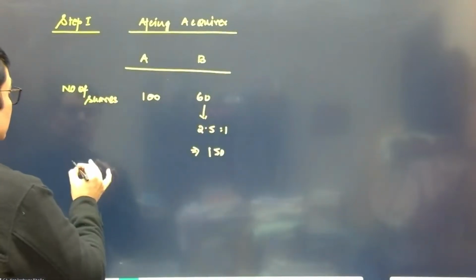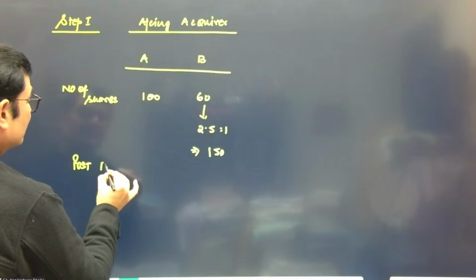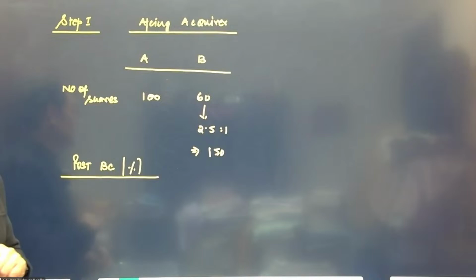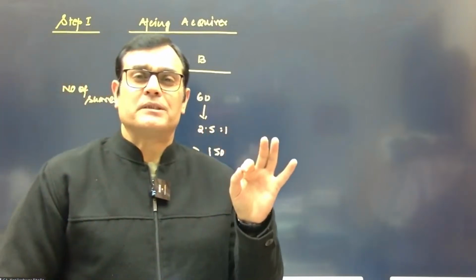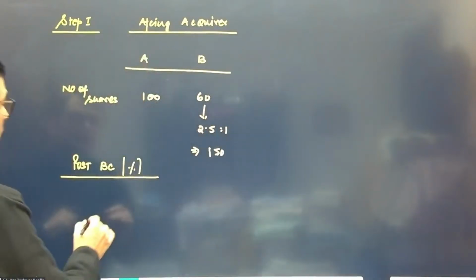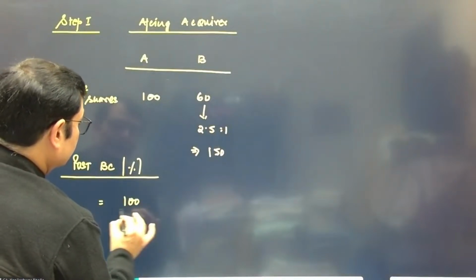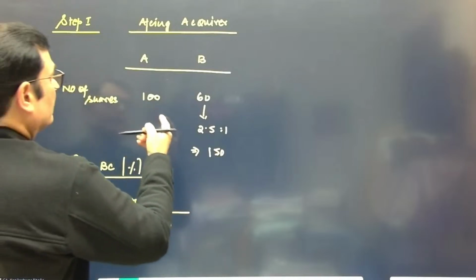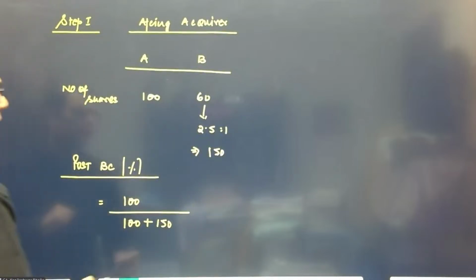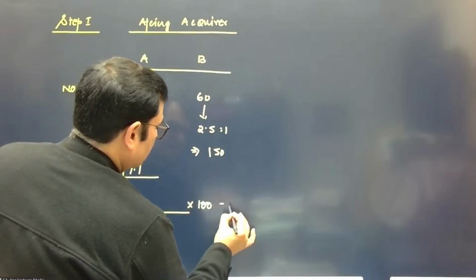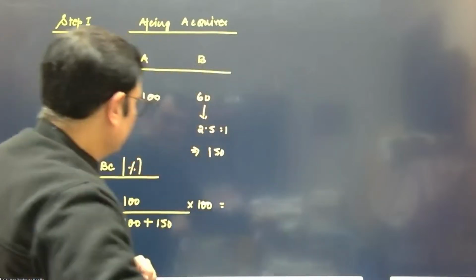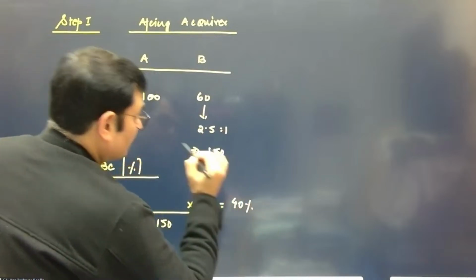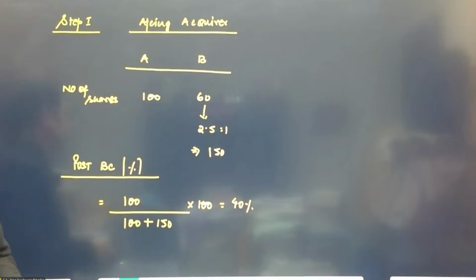So we can now calculate the percentage post business combination. We need to identify, as far as the shareholders of A are concerned, what is their percentage stake post acquisition. They had 100 shares in the company, and now the share capital of this company becomes 250 because 100 plus 150 shares given to the shareholders of B. So let's see what percentage stake they get in the company. 100 out of 250, sorry, 40%, sir. Wonderful indeed. So the stake is 40%.